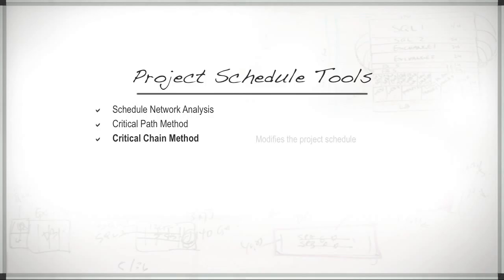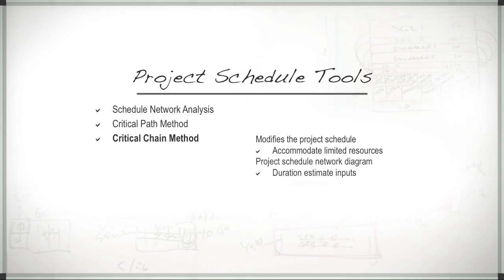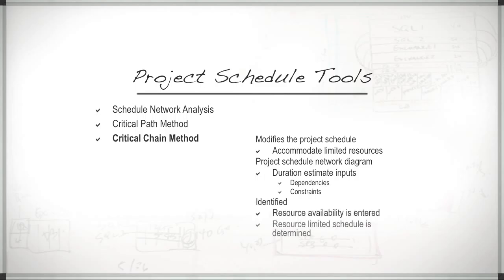Critical chain method modifies the project schedule to accommodate limited resources. Here, the project schedule network diagram uses duration estimates with dependencies and constraints as inputs. The critical path is then calculated. Once a critical path is identified, resource availability is entered and the resource-limited schedule is determined. This often creates a changed critical path due to a change in schedule.